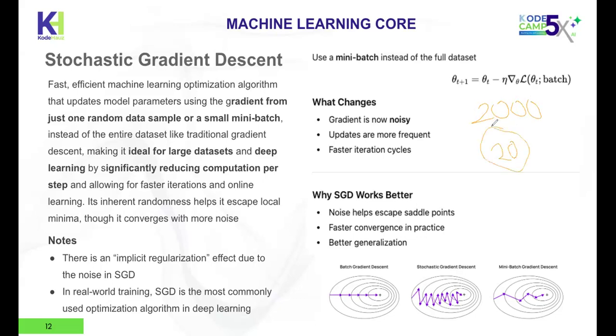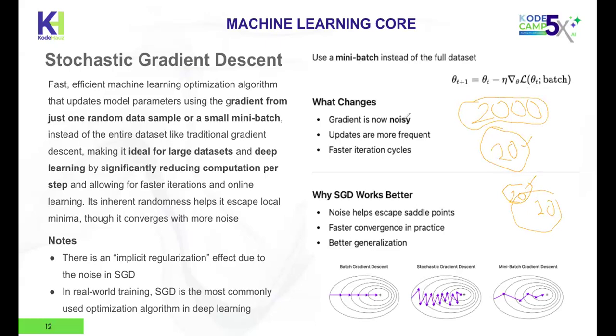When I finish training the model with this 20, I'll now take another 20. And this second 20 should be different from the first 20, right? And then after that, I'll take another 20 again. And I keep doing that until I get through the whole 2,000, which will take about 100 iterations. That is stochastic gradient descent.